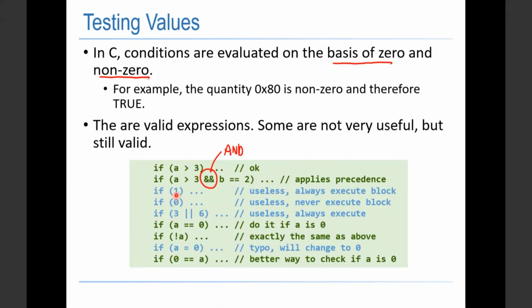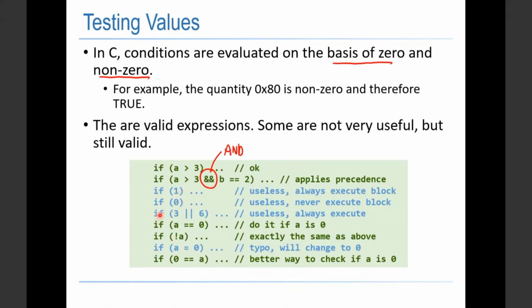Another one here: if 1, it means this one is always true, so this is useless. There's no need to put this thing also. It will execute the next blocks, the instructions after this, because it is always 1. If you put if 0, it means it is always false. Whatever you put down here will not be executed, so this is another useless thing.